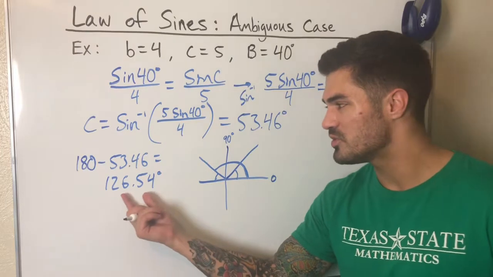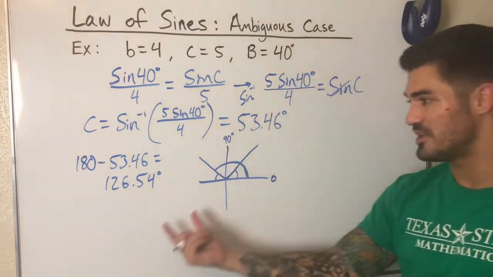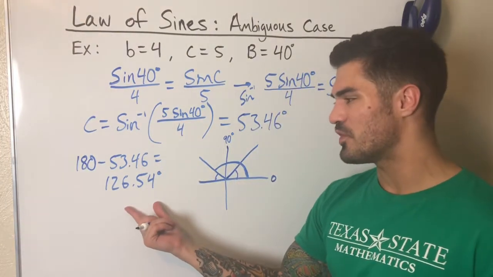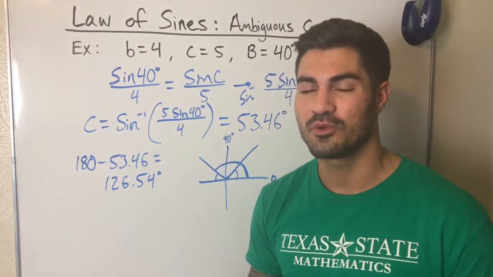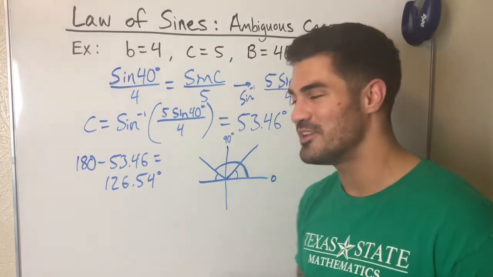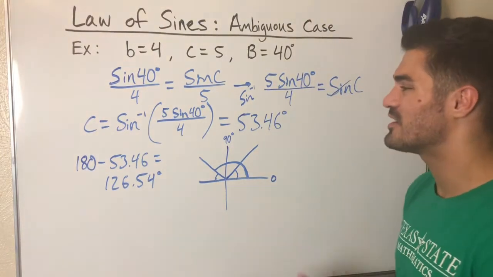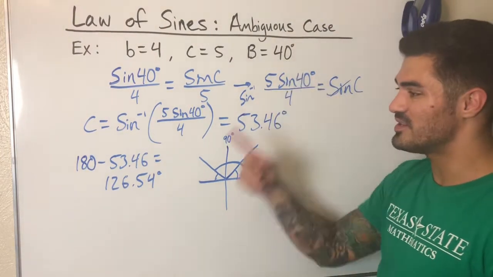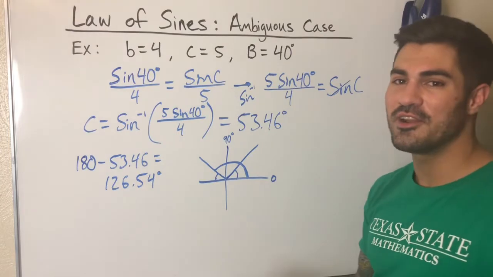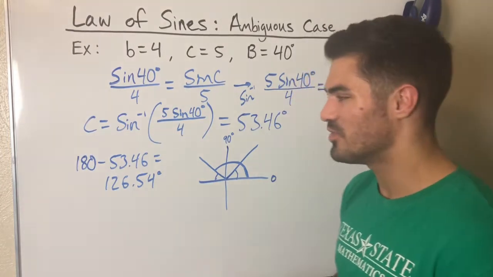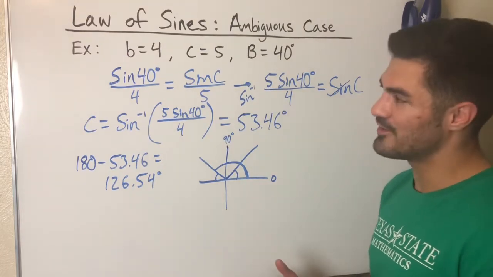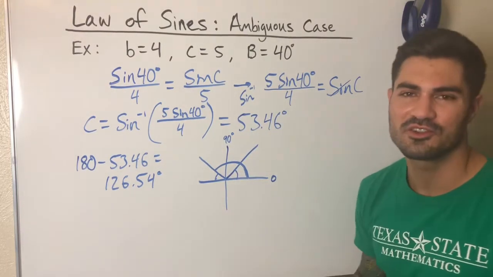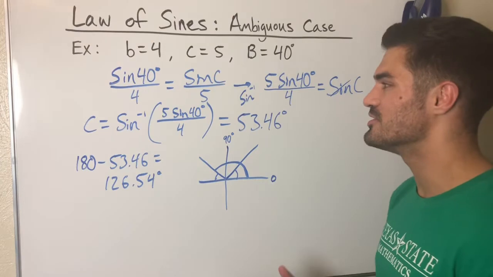If I take 126.54 plus 40, that's 166.54, and there's still room to have that third angle to form a triangle with 180 degrees total. Another way of thinking of it is I could do 180 minus this, and if that's greater than 0, right? That's another way of thinking of it. But yeah, in this case we do have two triangles, and let me go ahead and erase a little bit and clear some room so I can write out the information.